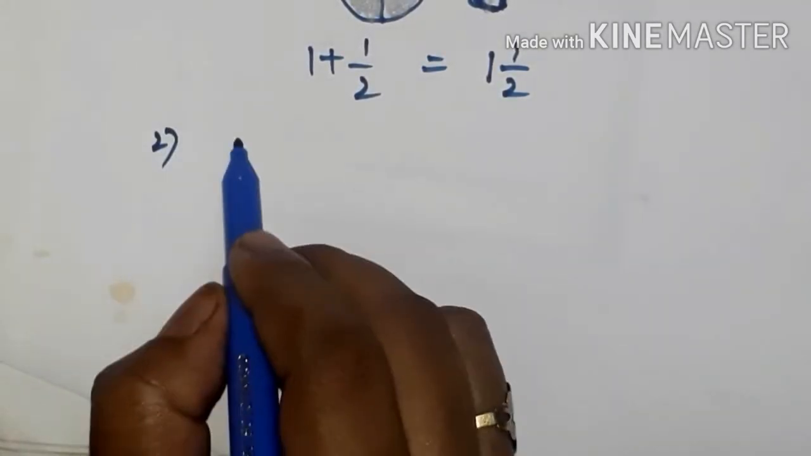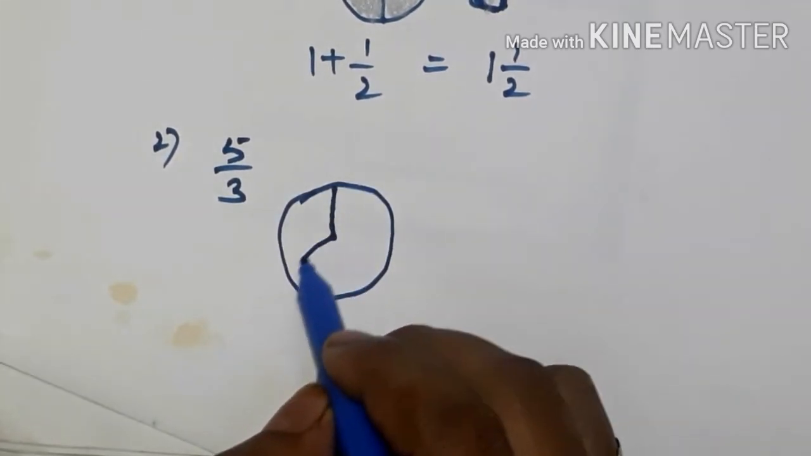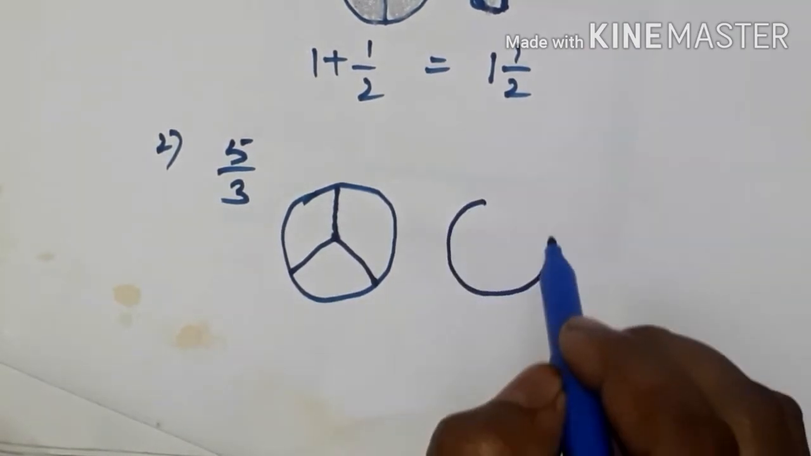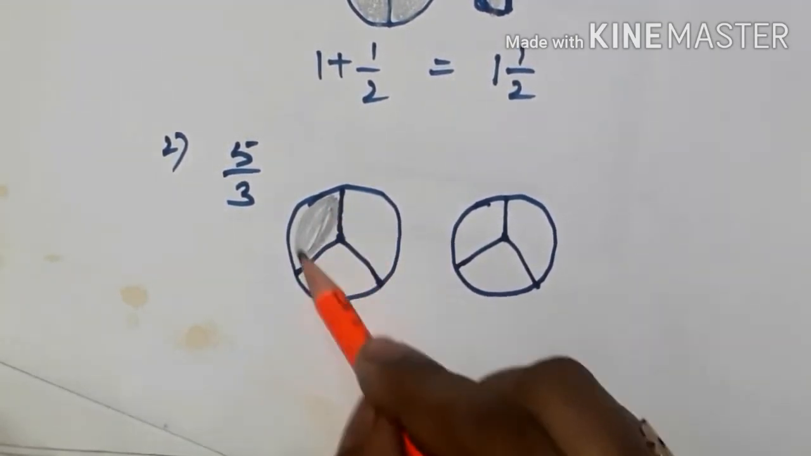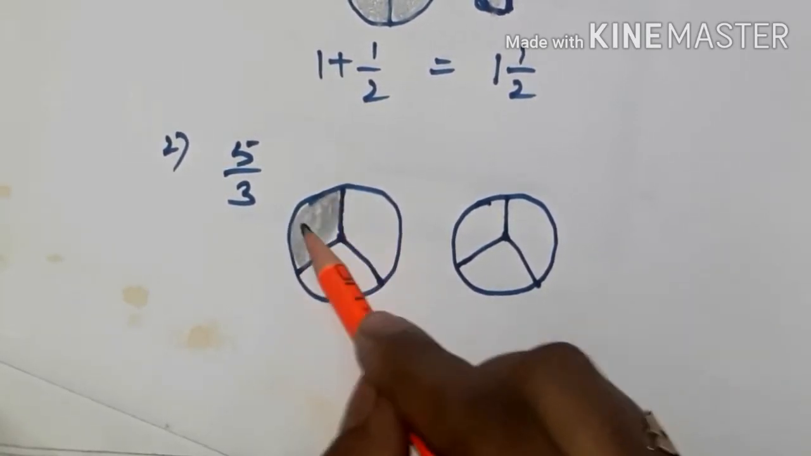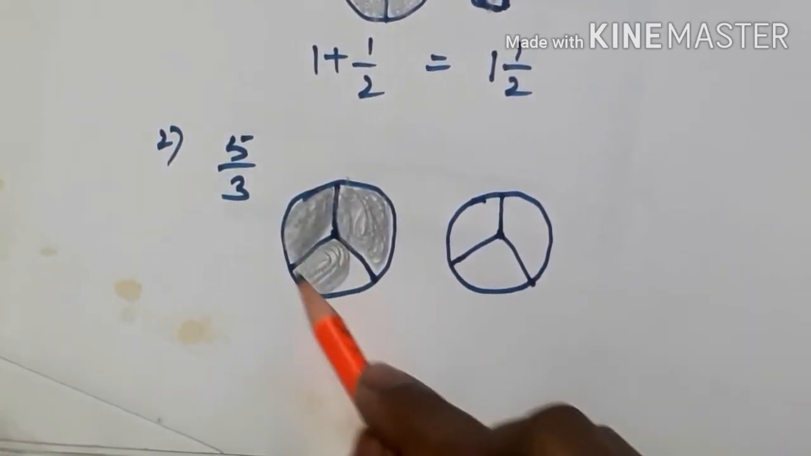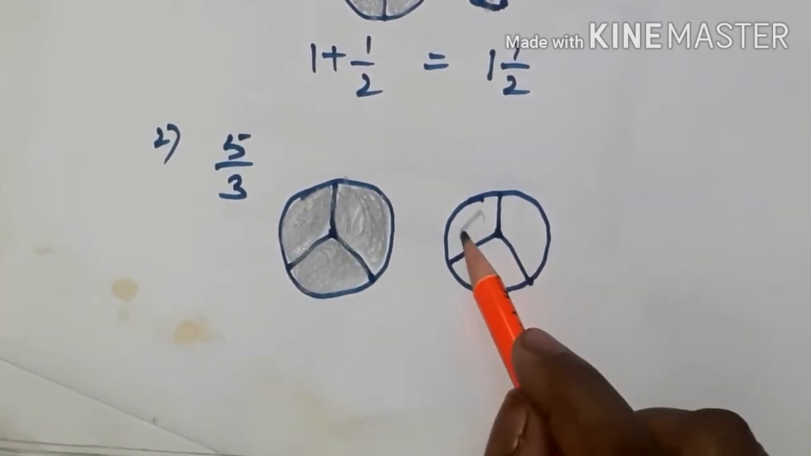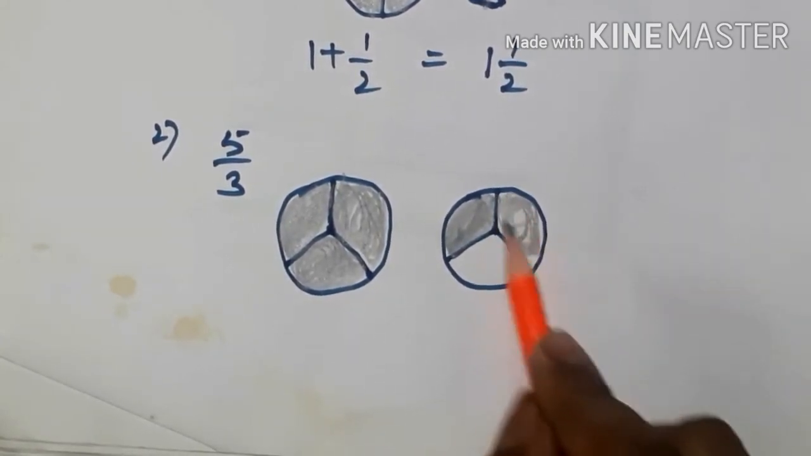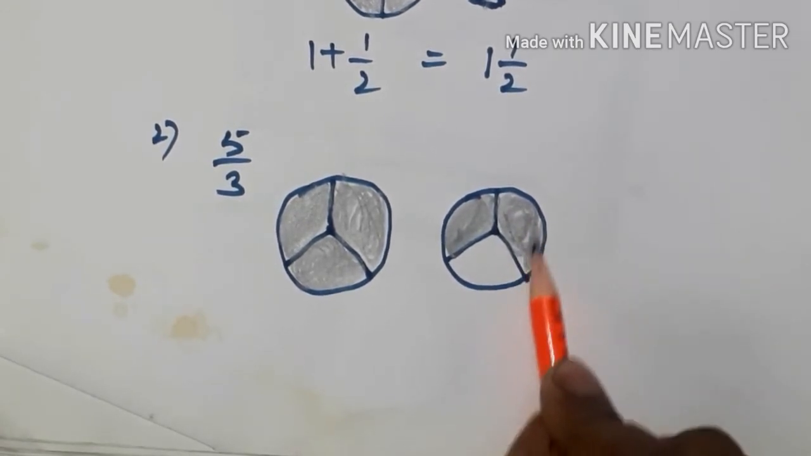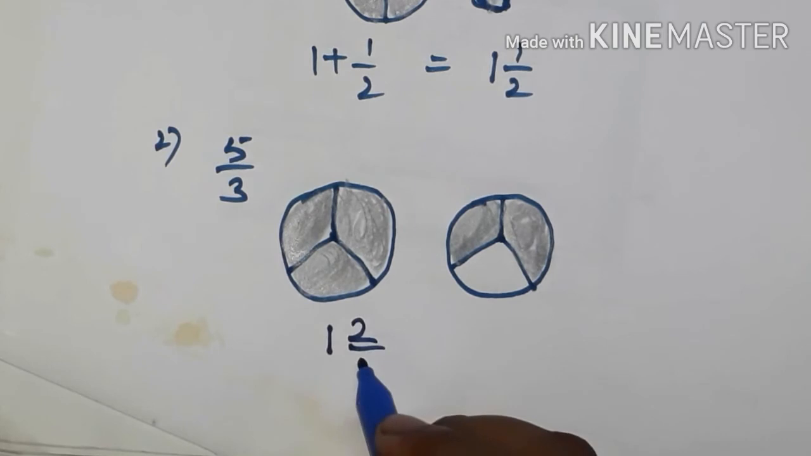Similarly, we can write 5 by 3. So, denominator is 3. We are dividing one circle into 3 parts. We are shading 5 parts of a circle. That is, we are having one complete whole and 2 by 3rd besides the one whole. This can be written as 1 and 2 by 3.